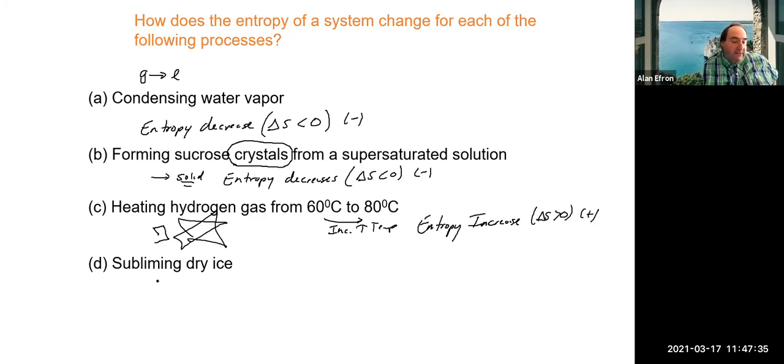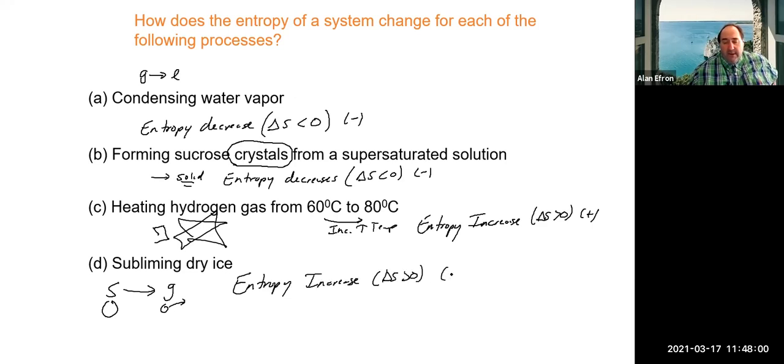And lastly, sublimation. Sublimation is a process where we go from solid directly to gas. We skip the whole liquid process. We are going from something that's very ordered, a solid, to something where we have gas molecules flying around. Thus, we would also expect here the entropy to increase, greater than 0 and a positive number. Any questions on any of those?